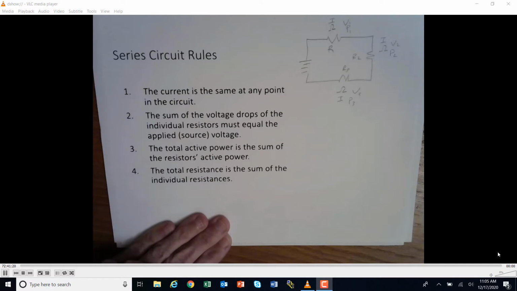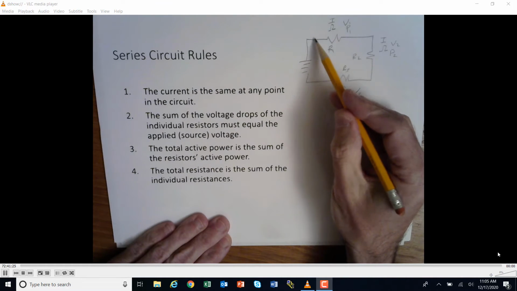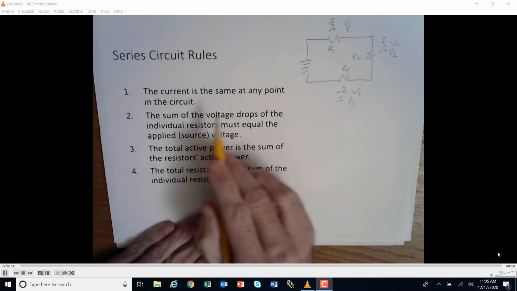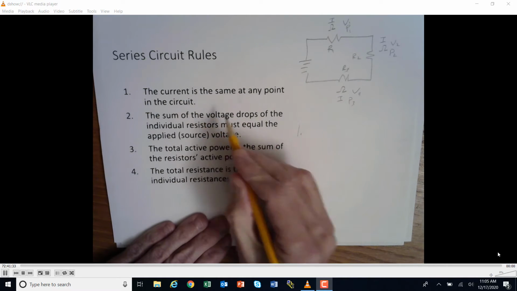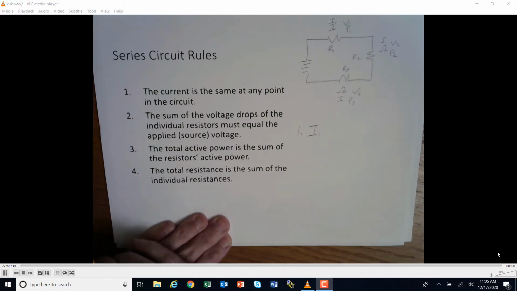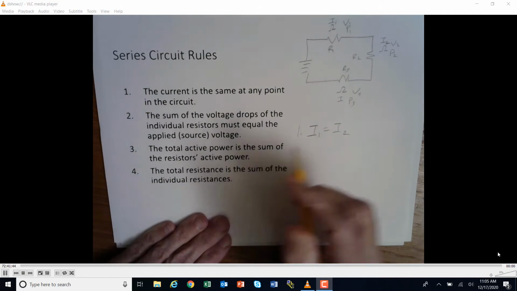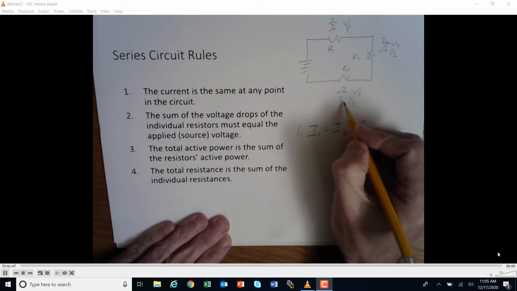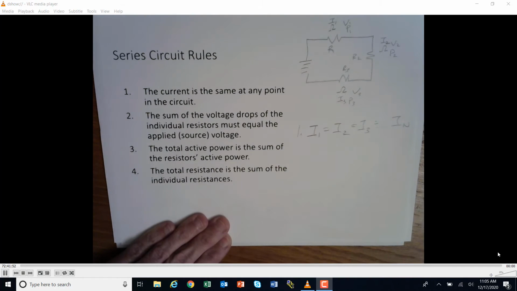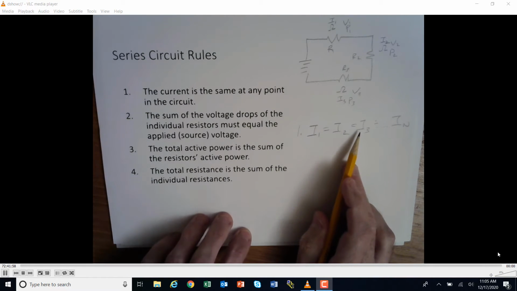Rule 1: the current is the same at any point in the circuit, which means that the electrical current leaving the voltage source is going to travel through this load and this load and this load. There's nowhere else for the current to go. Mathematically, the current I1 is equal to the current I2, which is equal to the current I3, and so on, all the way up to IN, the number of loads that you have. The current is going to be equal in each case, okay?